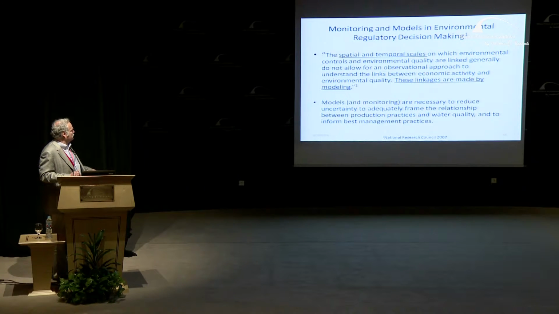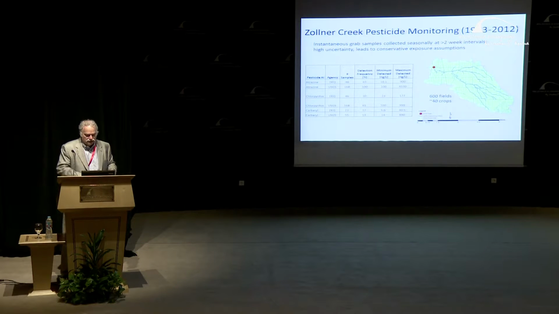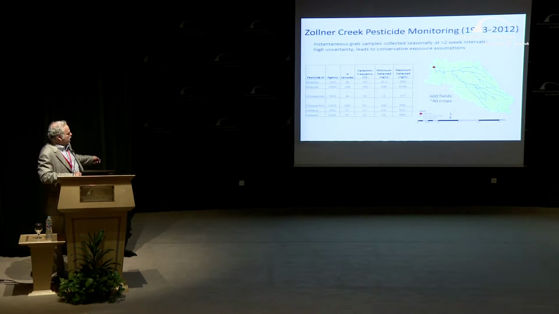Models and monitoring are necessary to reduce uncertainty and to adequately frame the relationship between production practices, water quality, and to inform best management practices. And so we took this watershed, the Zollner Creek watershed has 600 fields and 40 crops grown in this small area that's about 3 miles by 5 miles. And this is some of the data over a 20-year period, some of the data for a few pesticides.